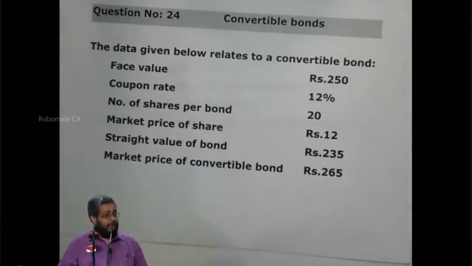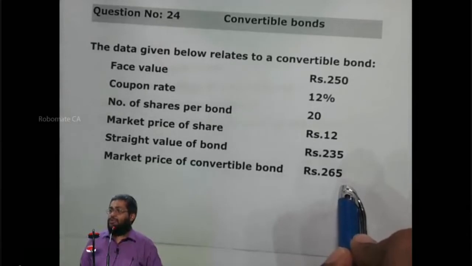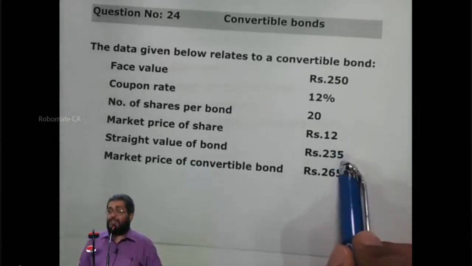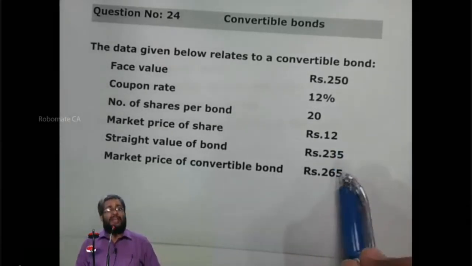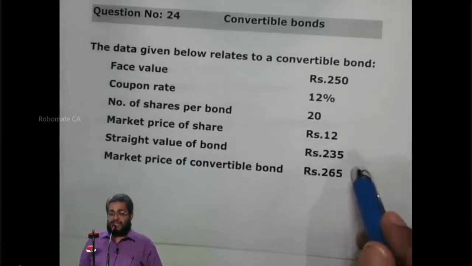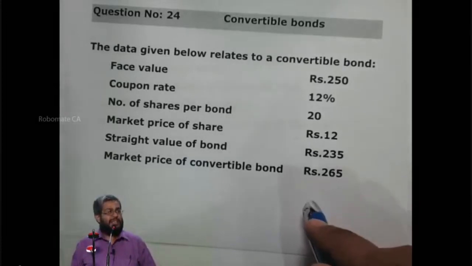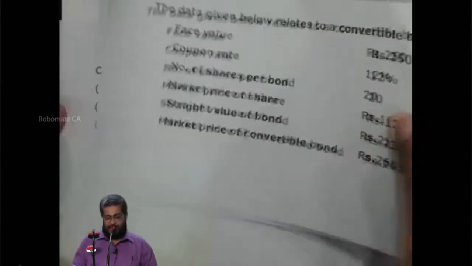But if I buy a convertible bond and the share underlying in that bond becomes worthless, what is the value? Straight bond. That means the 265 will never drop to zero, it will drop to how many rupees? 235. So the downside risk maximum is how much here? 30 rupees. If you want to express it in percentage, 30 divided by 265 gives you the downside risk in percentage. Everybody respond yes or no?